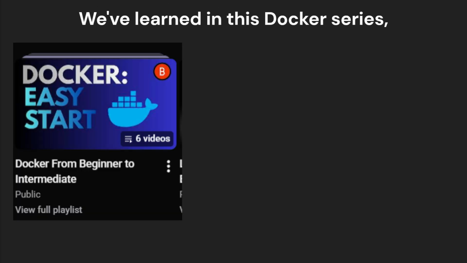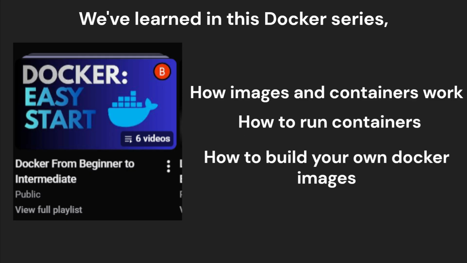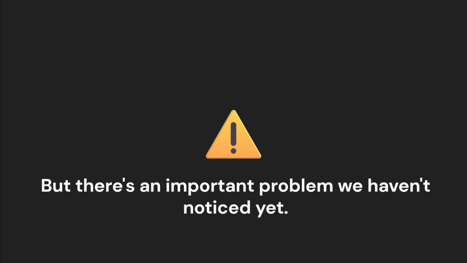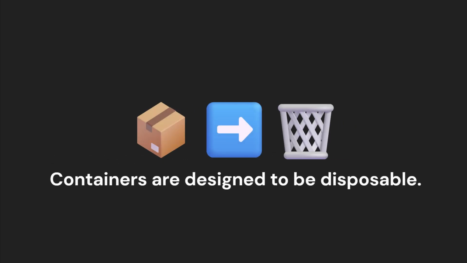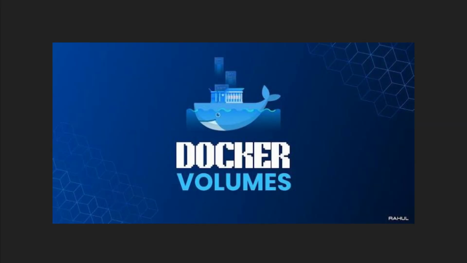So far in this Docker series, we've learned how images and containers work, how to run containers, and how to build our own Docker images. But there's an important problem we haven't talked about yet. Containers are designed to be disposable. That sounds great until your app needs to save something. What happens to your database, user files, notes? That's where Docker Volumes comes in.